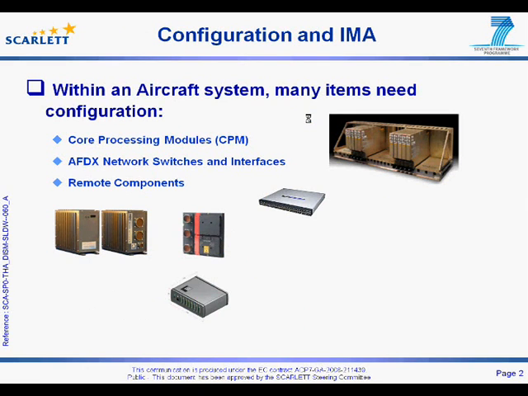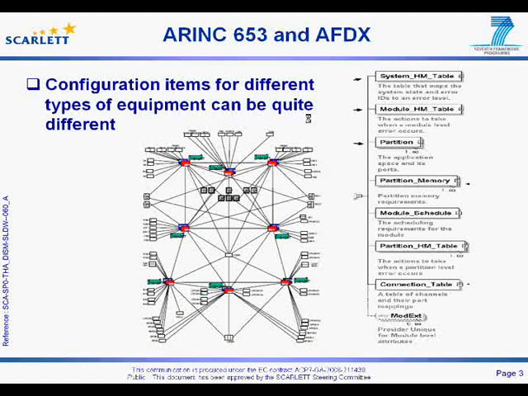Aircraft systems are composed by heterogeneous equipment such as IMA processing modules, network switches, and remote components. All these resources must be configured. Configuration artifacts can be very different for different types of components. A network is defined in terms of switches and systems, virtual links, and messages. An IMA model is configured according to ARINC 653 configuration tables. Each vendor has its own configuration formats, its own tools, and its own process.